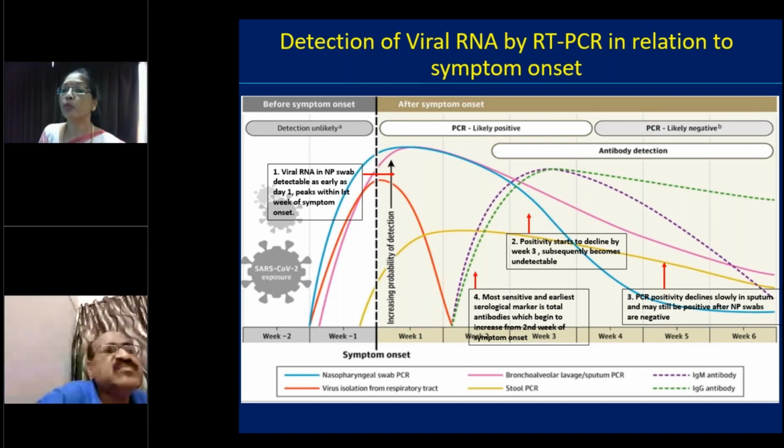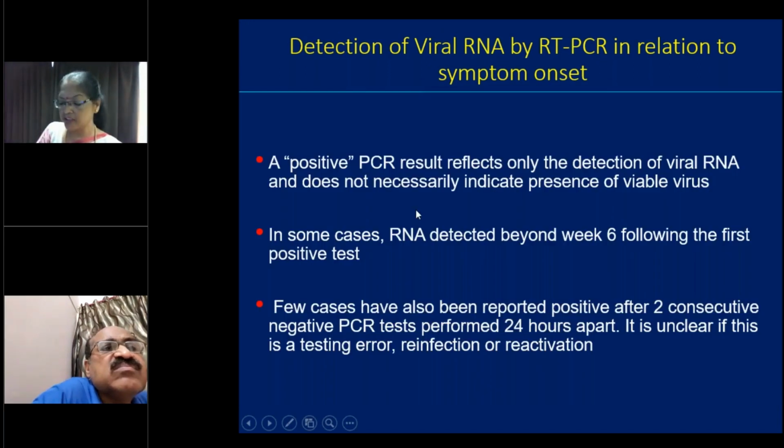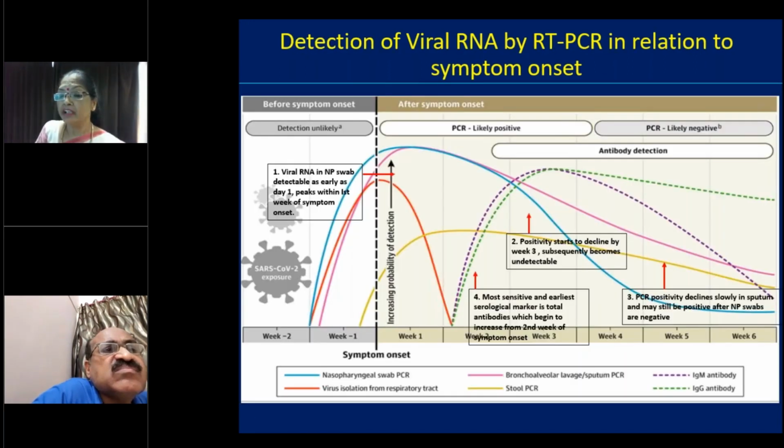It has to be done within the first week. That is in the first 6 days of illness, as you can see here. And after that, it declines rapidly, and this antibody detection test is only after the second week of the test, and it is usually not for the diagnosis. So at what time the patient presents becomes very important, and accordingly you have to choose the test.